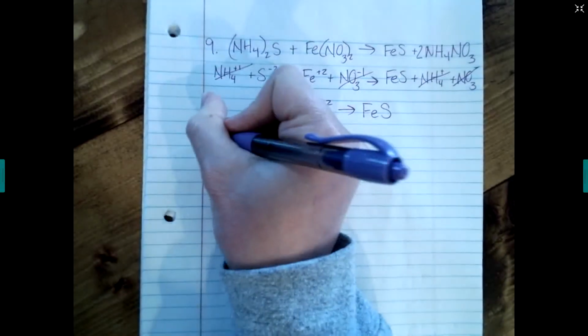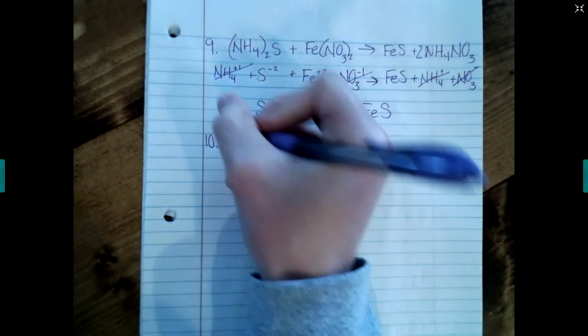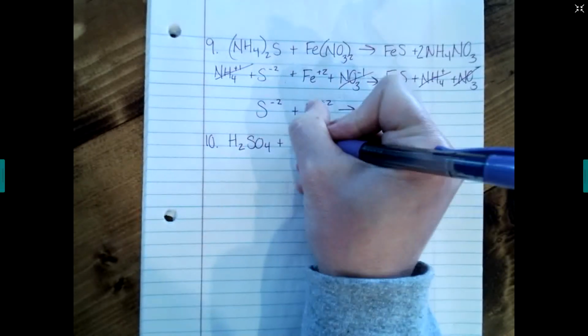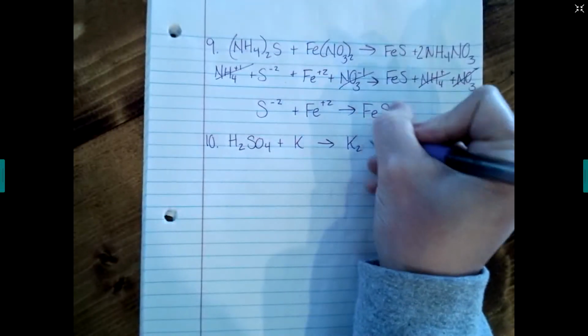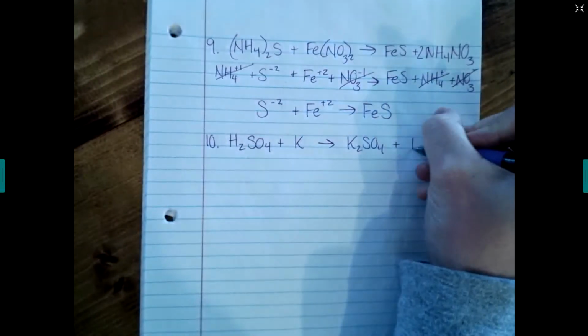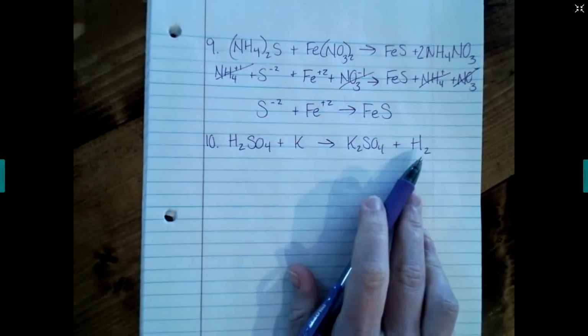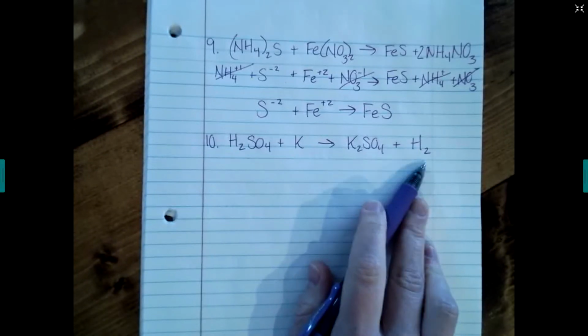All right, moving on to number 10. Number 10, you had sulfuric acid and potassium yields potassium sulfate and hydrogen gas. And I hope when you did this one on your own, you remembered that hydrogen is a diatomic molecule, so it has to exist as a pair.